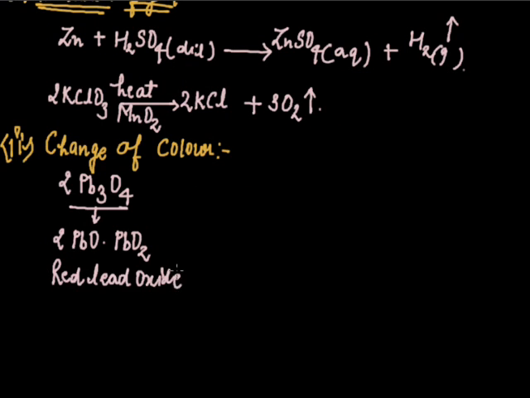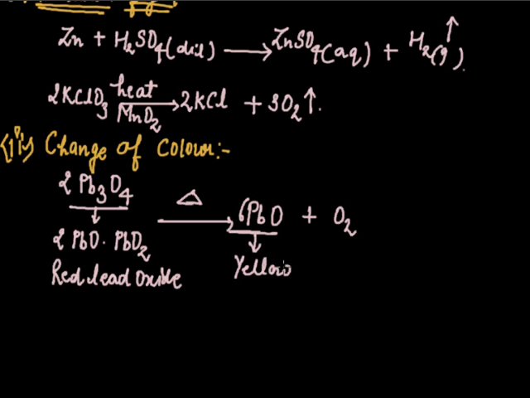So it is termed red lead also. On heating, it gets decomposed to form PbO plus O2. This is lead monoxide, which is yellow in color. So we observe the change of color from red to yellow. In the same reaction, we observe two characteristics: the evolution of oxygen gas and the change of color, as red lead oxide gets converted into yellow.